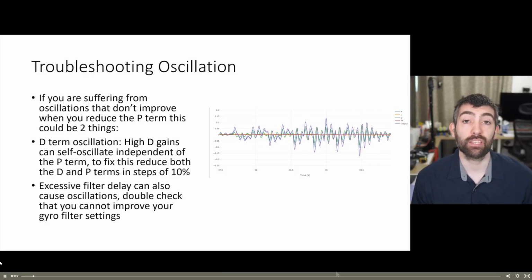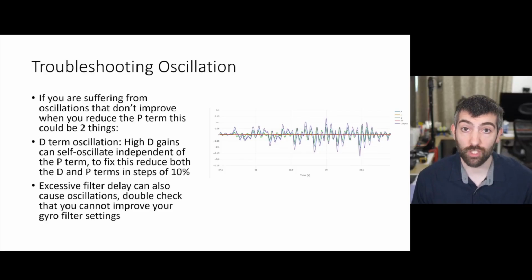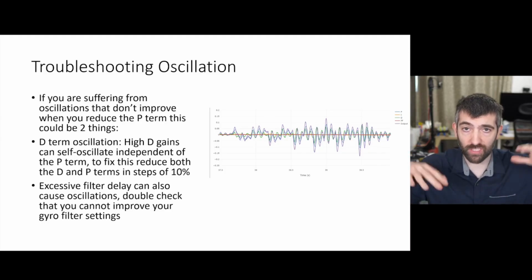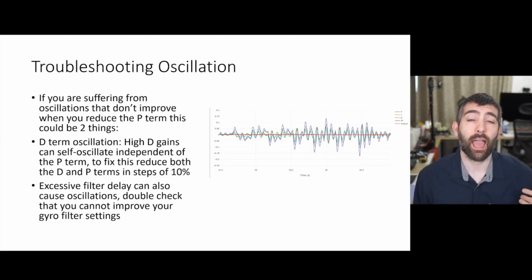If during this process you find you are suffering from oscillations, so the quad is oscillating on one of the axes, and you reduce the P term and the oscillations don't improve, then this could be two things. You might be experiencing D term oscillation. If your D gains are too high, then the D term can self-oscillate independent of the P term, and in that case, reducing the P term doesn't help.